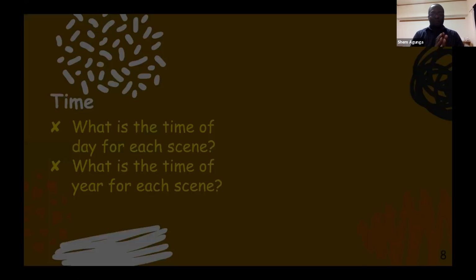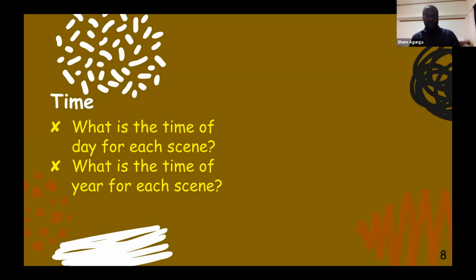One, time. Here we ask ourselves the following questions. What is the time of the day for each scene? As you walk through the text, scene by scene, act by act, what is the time of the day?